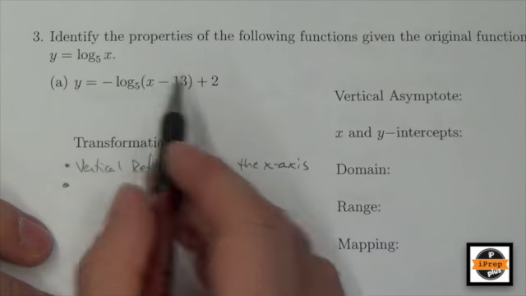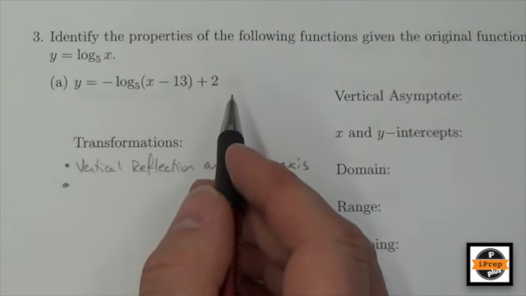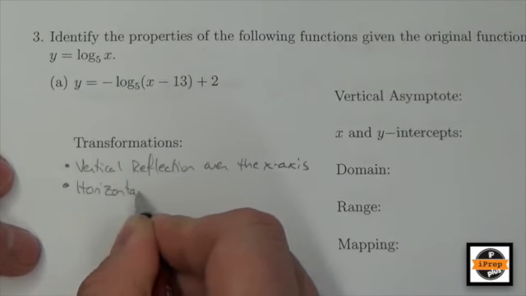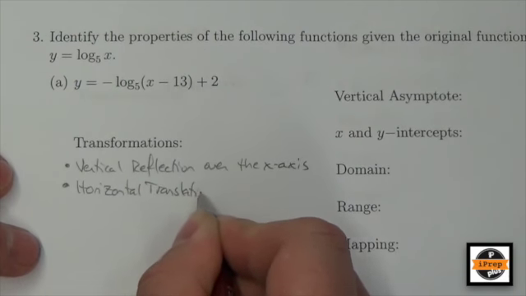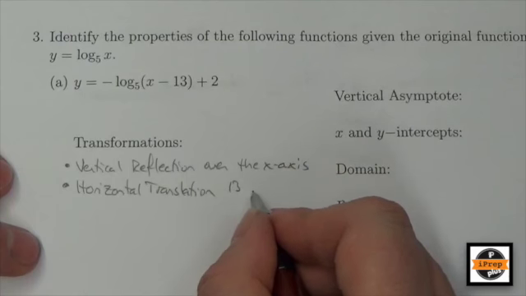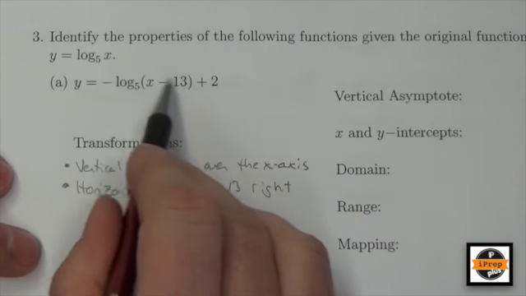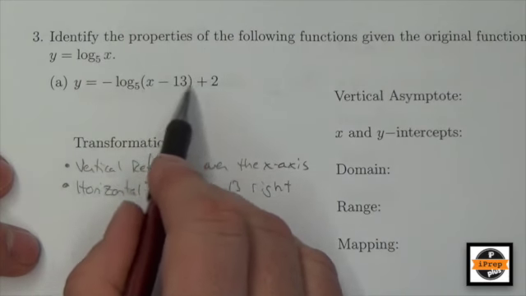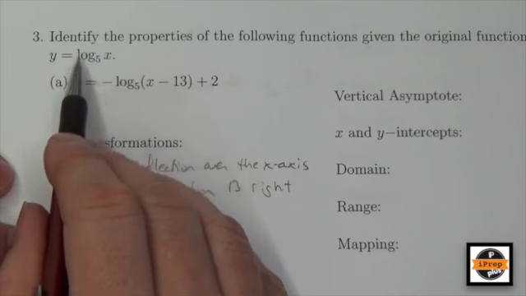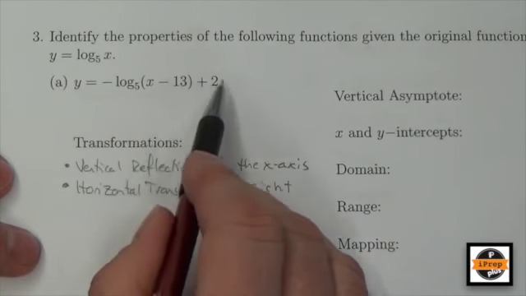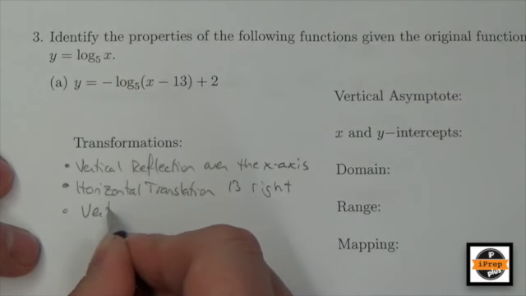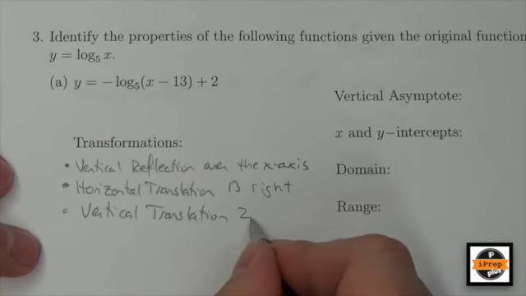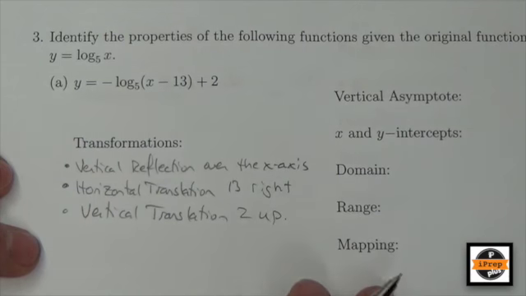I move inside. There's no coefficient of the x, so there's no horizontal reflection or stretch. However, I've got x minus 13, meaning that there's been a horizontal translation 13 to the right. That's happening within the function. That is a change on the independent variable. Now, outside the function, remember this is the original dependent variable, the log base 5 of x, and I'm increasing that by 2. So now there's been a vertical translation of 2 up.